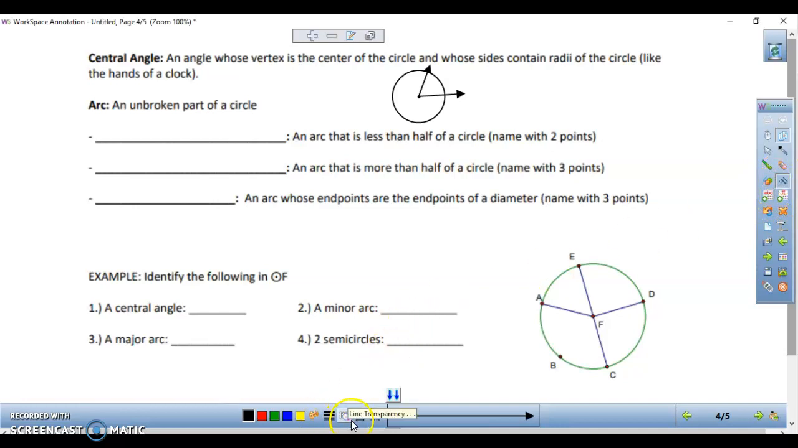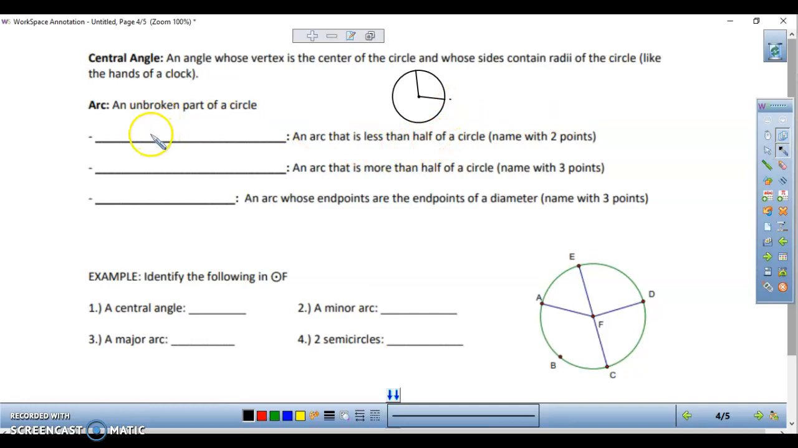But typically when you see a central angle, we don't really see the arrows on there, because typically our diagrams tend to be confined to the circle itself. So typically a central angle would just look like this. All right, and it just has that vertex at the center.